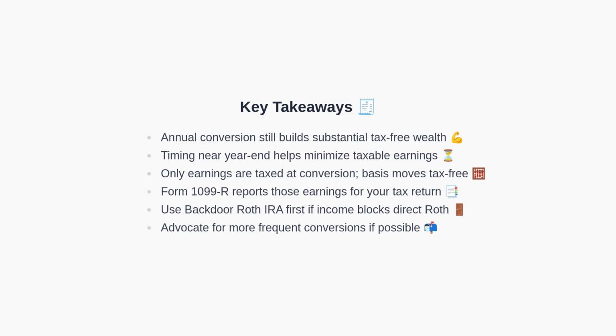These are the main takeaways. First, annual conversion remains highly effective for building tax-free wealth. Second, convert near year-end to reduce taxable earnings. Third, only the earnings are taxed at conversion while the after-tax basis moves tax-free. Fourth, the Form 1099-R documents those earnings for your tax filing. Fifth, consider completing the Backdoor Roth IRA if income limits block direct Roth contributions. Finally, where possible, lobby your employer for more flexible conversion frequencies.